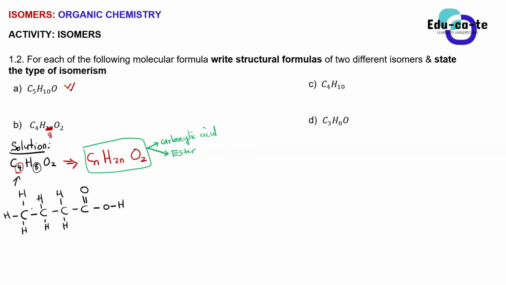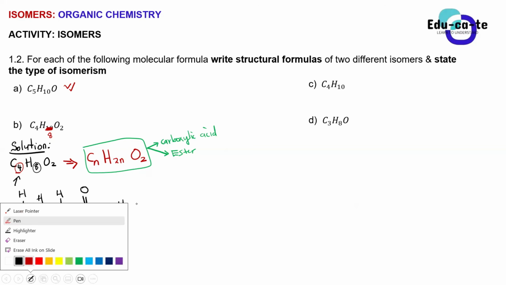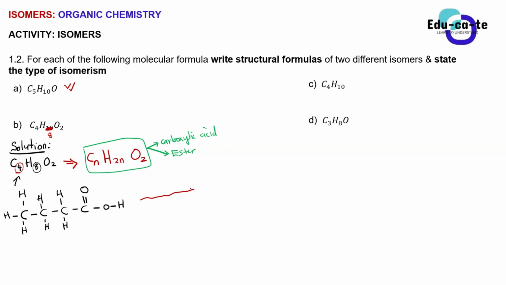What other isomer or compound can you write from this, using the same molecular formula? It's going to be an ester, which can be methyl propanoate. Yes, we can have methyl propanoate. This is a methyl, and then you put a bridging oxygen, because for an ester you must have an oxygen in between. Then you put a carbon, double bond oxygen after that. This is the functional group for an ester.